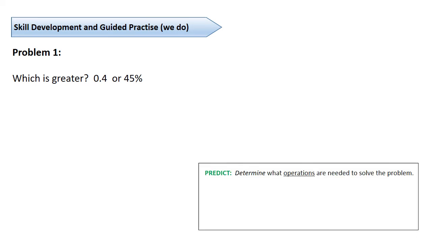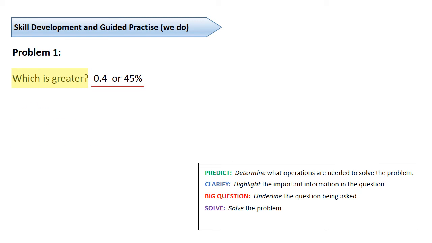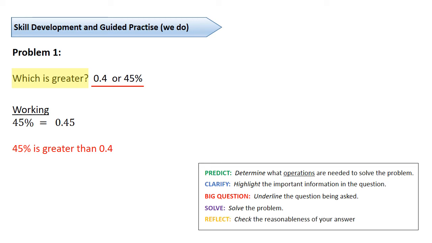First thing you need to look at is, are they in the same units? One's a decimal, one's a percentage. So we need to either put them both as percentages or both as decimals. So 45% is 0.45 as a decimal. So that tells us that 45% is greater than 0.4.